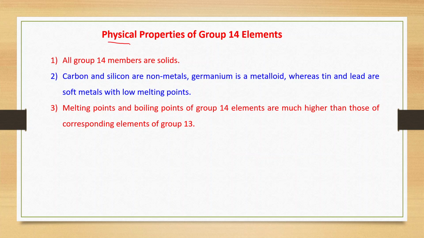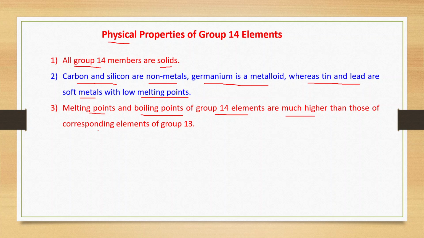Physical properties of group 14 elements. All group 14 members are solids. Carbon and silicon are non-metals. Germanium is a metalloid, whereas tin and lead are soft metals with low melting points. Melting points and boiling points of group 14 elements are much higher than those of corresponding elements of group 13.